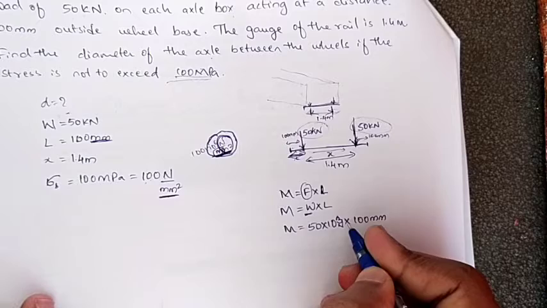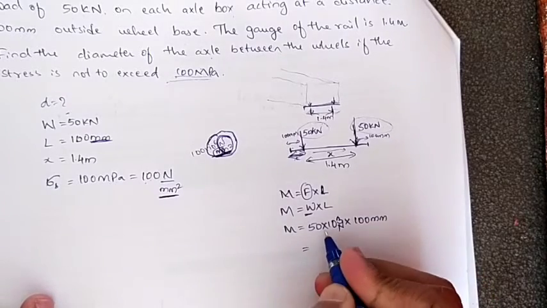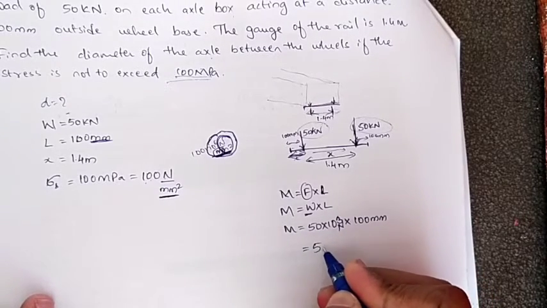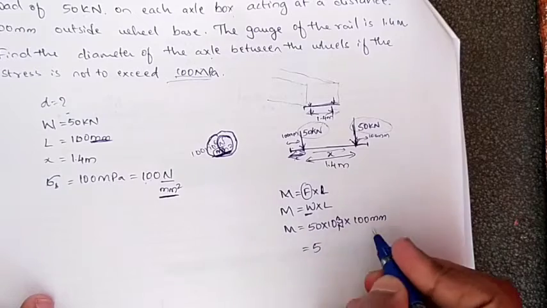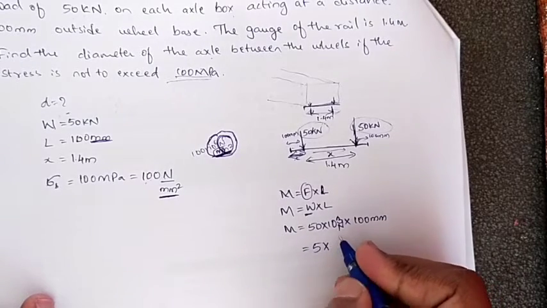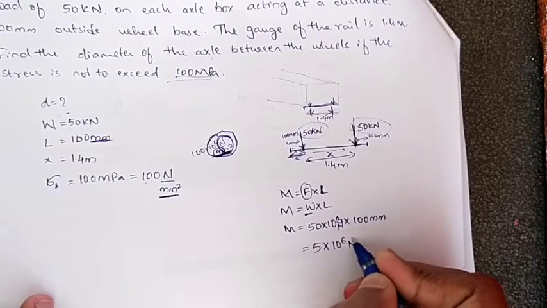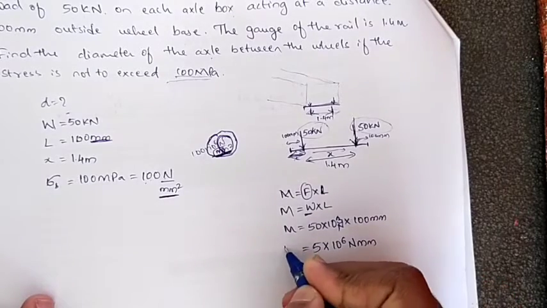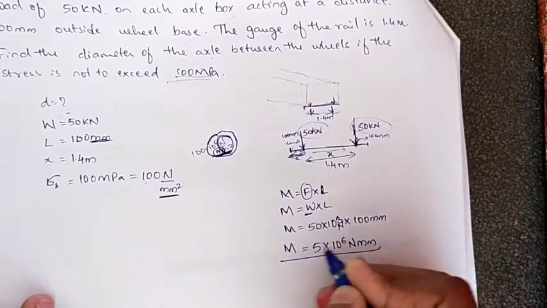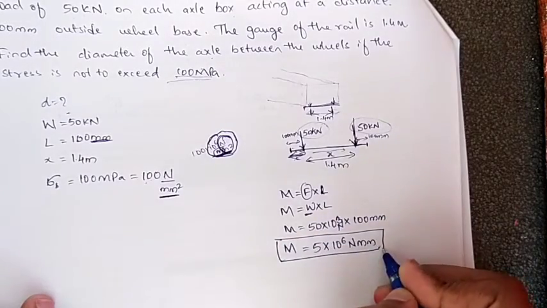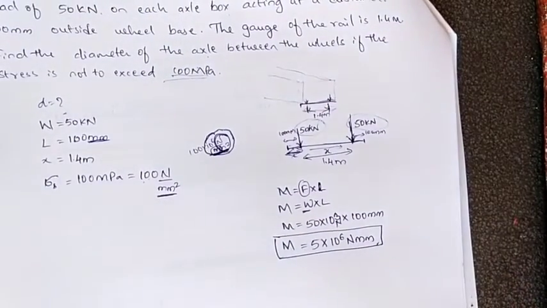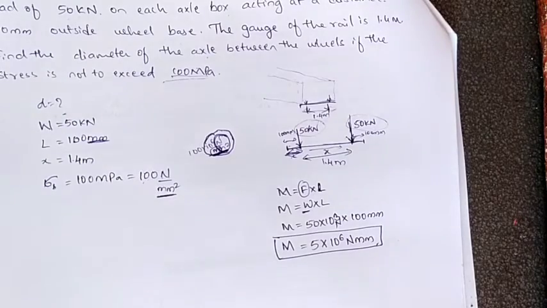This is in Newton. 50 into 100, when you multiply these two, it will be 5 into 10 raised to 6 Newton millimeter. So that is the moment you are getting. Moment is equal to 5 into 10 raised to 6 Newton millimeter.